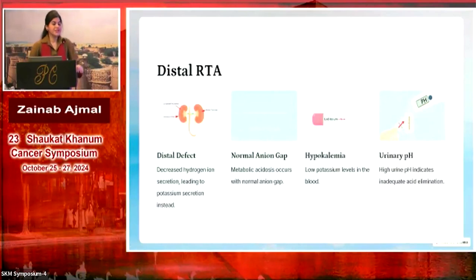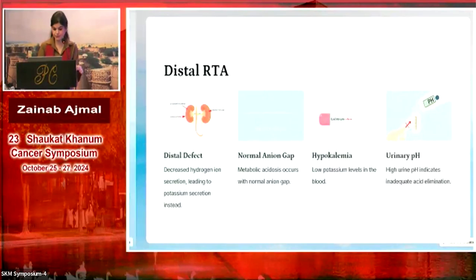So talking about distal renal tubular acidosis, as I already mentioned, there is a defect in distal renal tubules where there is inability to excrete hydrogen ions, and in place potassium ion is excreted, and resultantly we have renal tubular acidosis manifested as metabolic acidosis with hypokalemia and a urinary pH which is always greater than 5.5. This is the hallmark feature which differentiates it from proximal renal tubular acidosis.